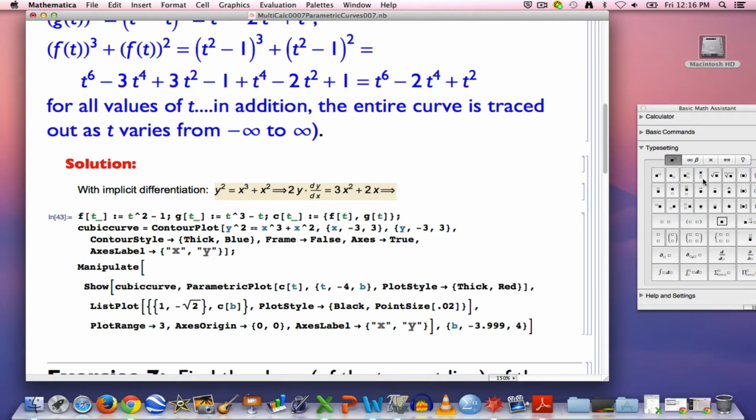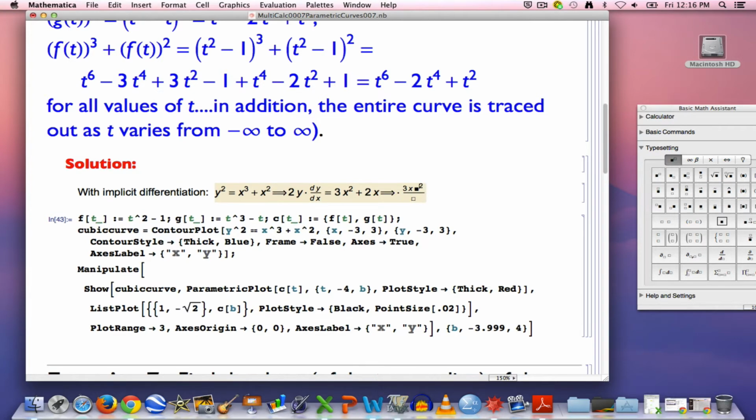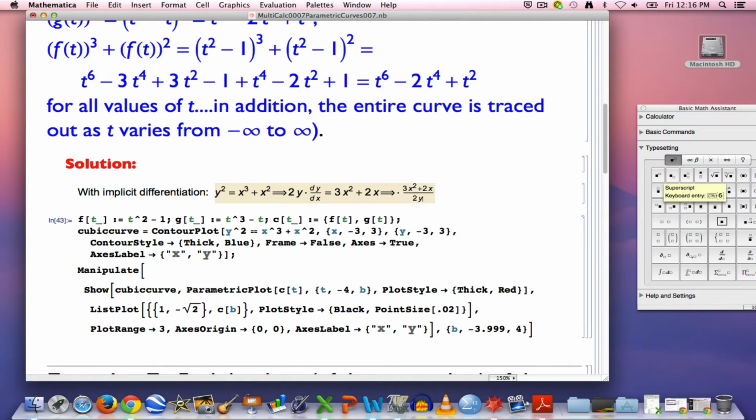Divide both sides by 2y. Let's see here, we get (3x squared plus 2x) divided by 2y. That will be what dy/dx equals, in terms of both x and y. Ultimately this can be written in terms of x, because you could replace y with a function of x. You could replace it by h of x, which in this particular case is easy to find. h of x would really be the negative square root of x cubed plus x squared.